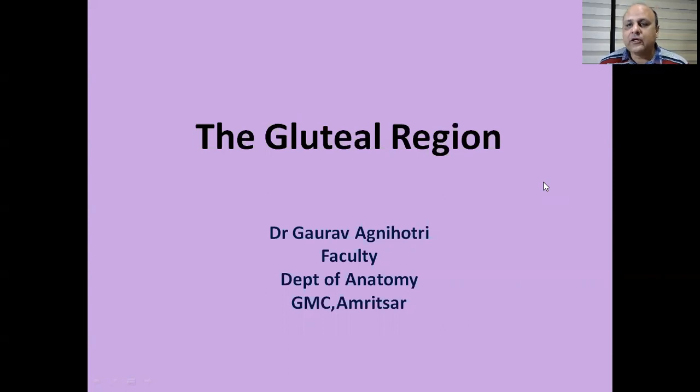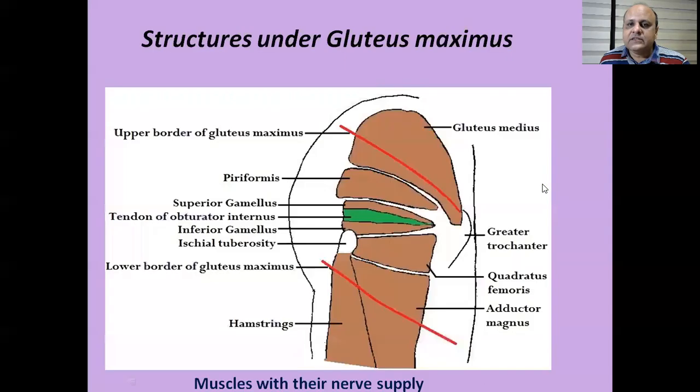Today we talk about the gluteal region. So what is the gluteal region? The gluteal region is the anatomical region which extends from the iliac crest above to the gluteal fold below. In that region, we have muscles, and a very large muscle there is called the gluteus maximus. This muscle is important for us to stand from a sitting position. It is responsible for extension at the hip joint.